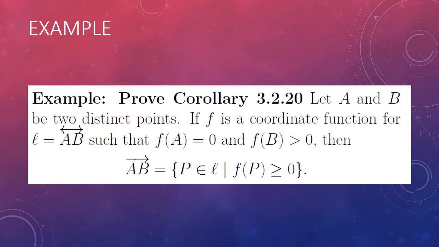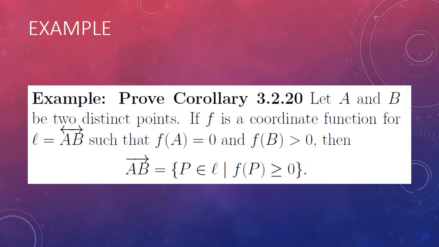This is corollary 3.2.20 in the book, and it says the following. Let A and B be two distinct points. If f is a coordinate function for L such that f(A) = 0 and f(B) > 0, then the ray AB is the set of all points P on L such that f(P) is a non-negative number.